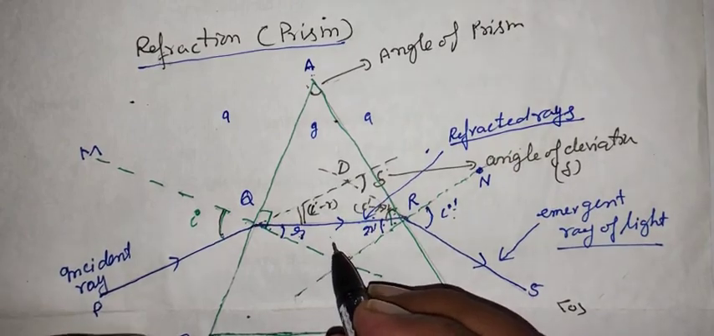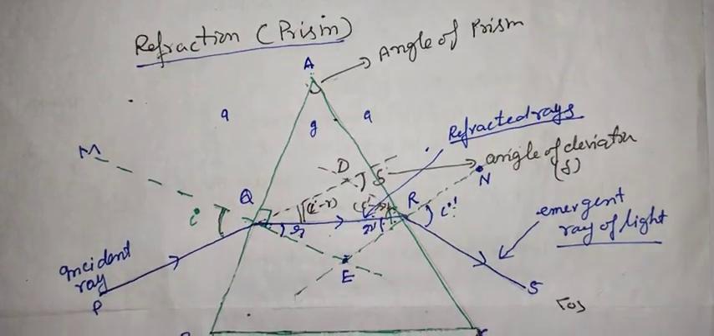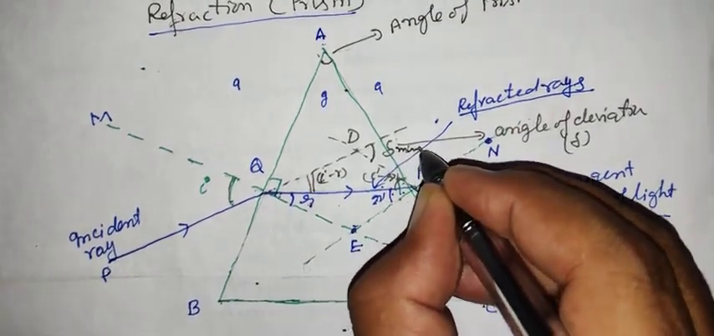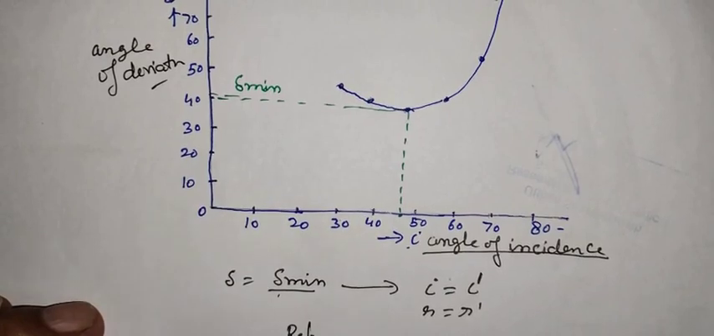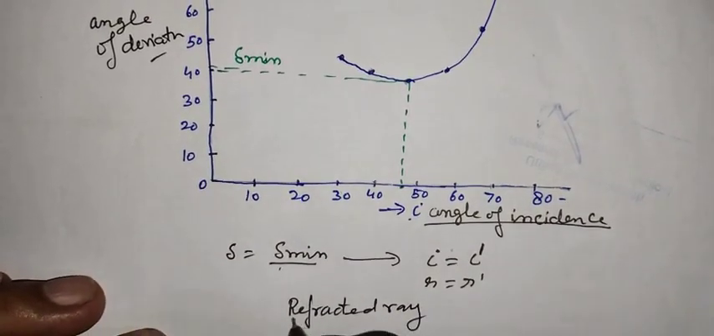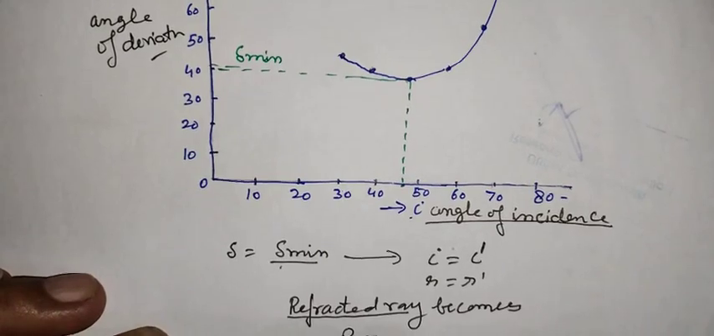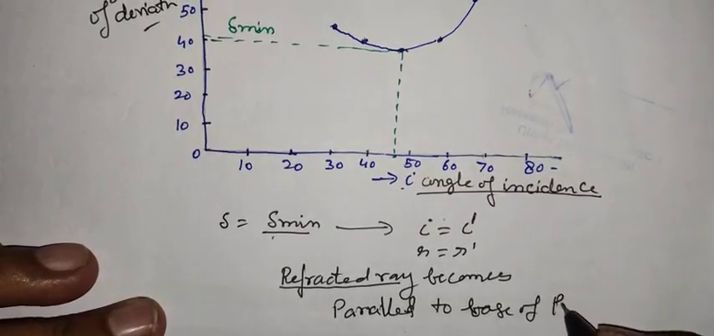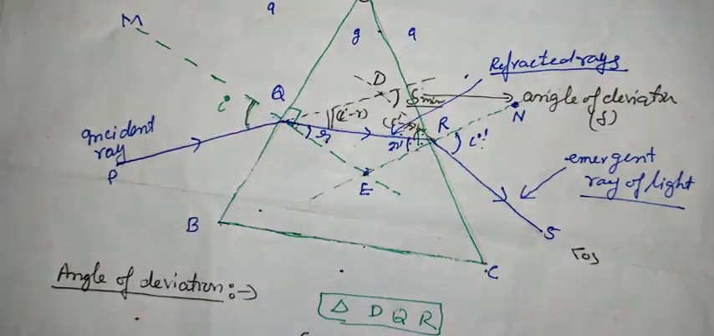And one more important result is obtained in this experiment. This refracted ray becomes parallel to the base of the prism, BC. These two become parallel when this angle of deviation is minimum. So at that condition, the refracted ray becomes parallel to the base of the prism, as given in the diagram. This diagram is made under these circumstances.